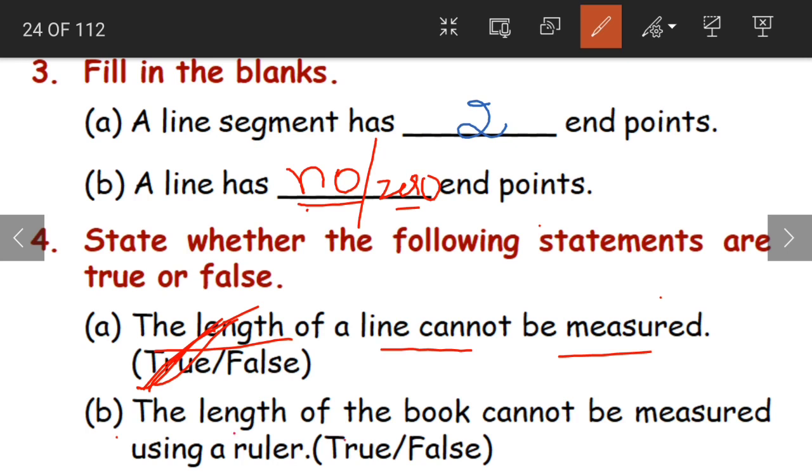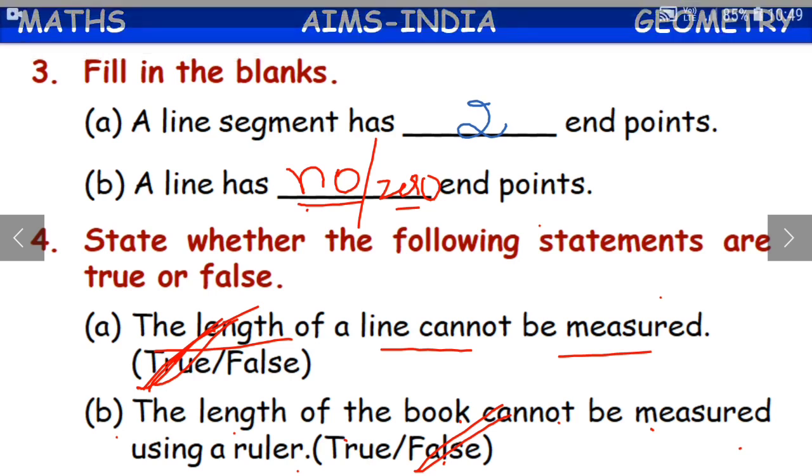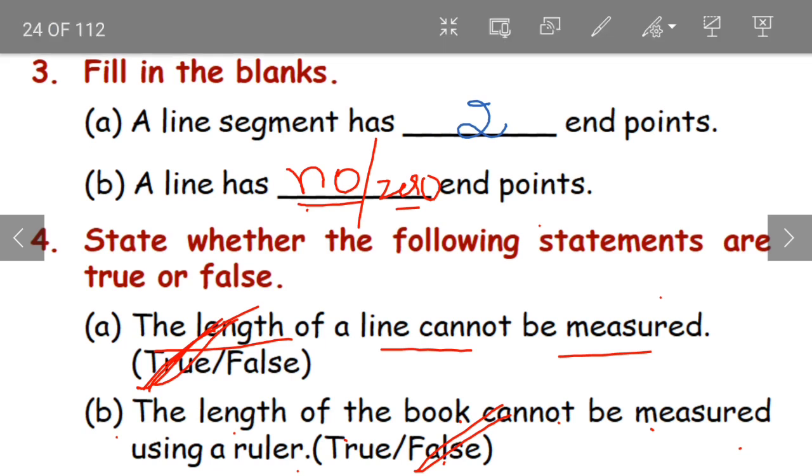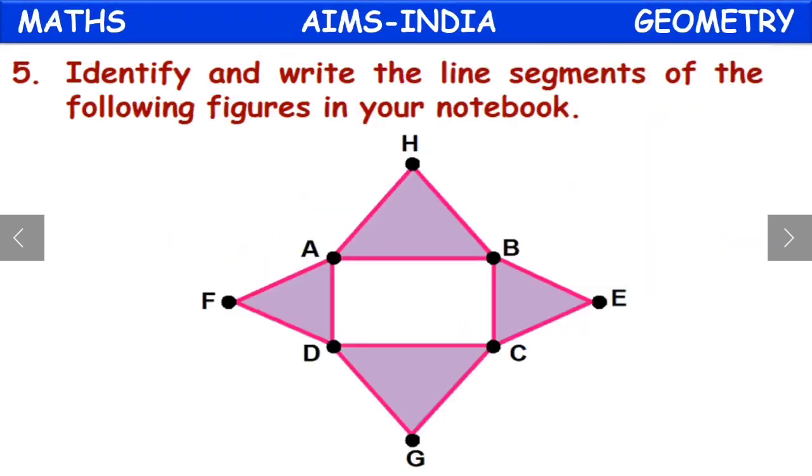Coming to B, the length of the book cannot be measured using a ruler. Is this correct, children? This is false. Even if you want, you can try. You'll have a book at your home and also a ruler. Take a ruler and measure the length of the book. It can be done very easily. So the statement B becomes false. I hope this is clear. This is all about lines and line segments.